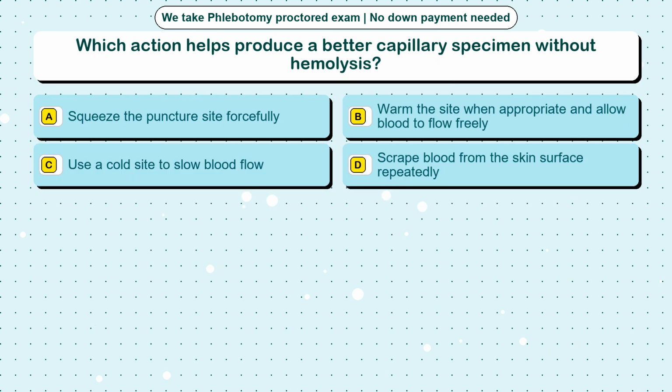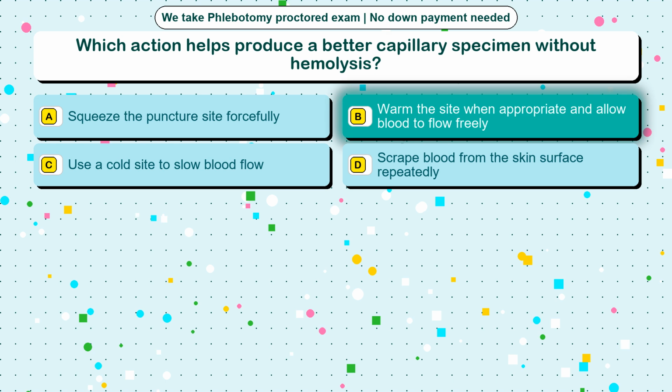Question 48. Which action helps produce a better capillary specimen without hemolysis? Option A, squeeze the puncture site forcefully. Option B, warm the site when appropriate and allow blood to flow freely. Option C, use a cold site to slow blood flow. Option D, scrape blood from the skin surface repeatedly.